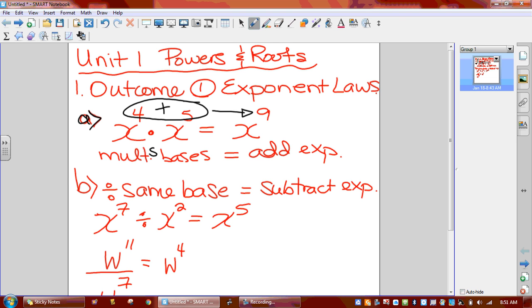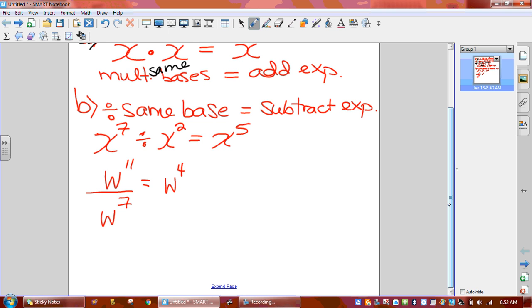So we multiply same bases, meaning we add exponents, okay? We just change that multiply to a plus. We add those exponents. Then we go to the second law. The second law is the opposite of the first law. So we divide the same base. We're going to do the opposite of adding. We are going to subtract exponents.